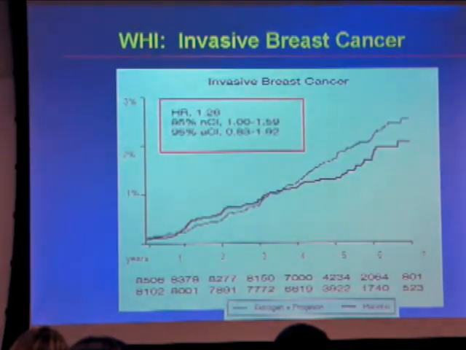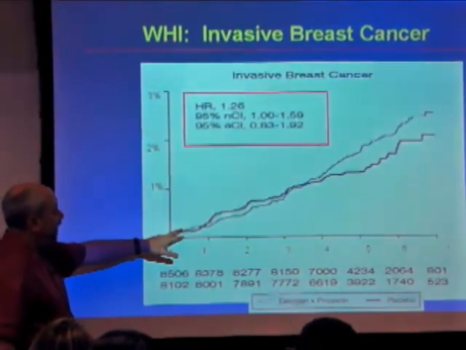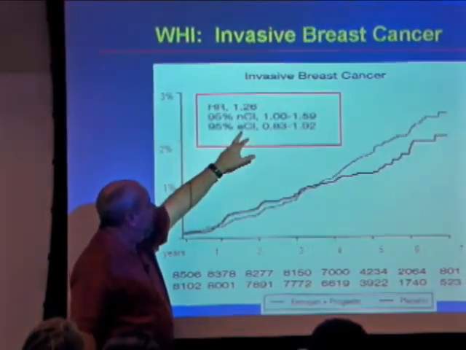Then in terms of the analysis, this is again from WHI. I think I may have shown this last time, invasive breast cancer. We might wonder what's NCI and ACI.